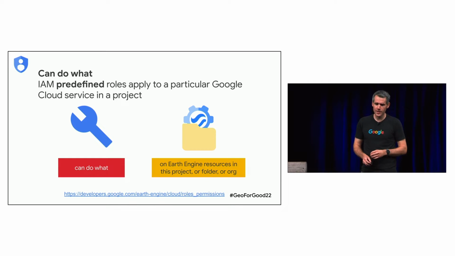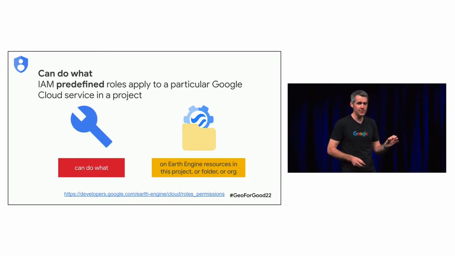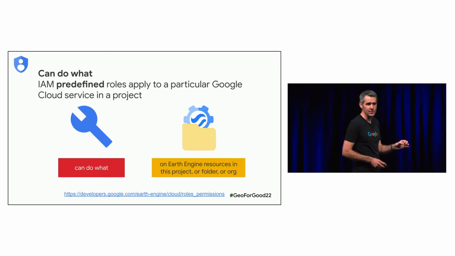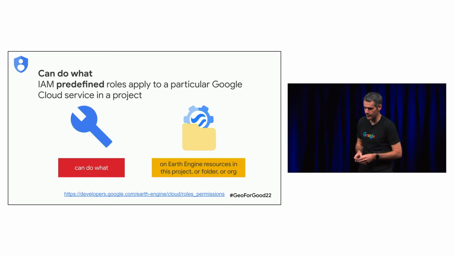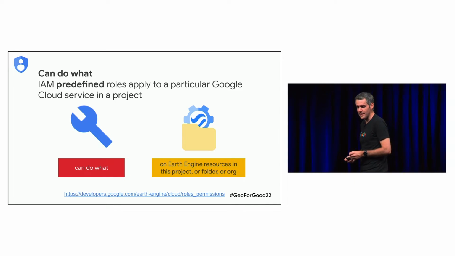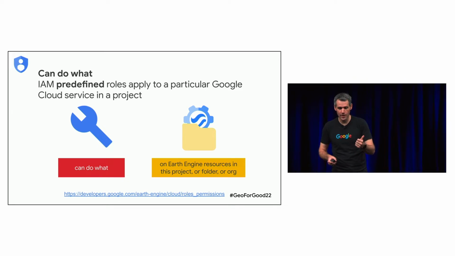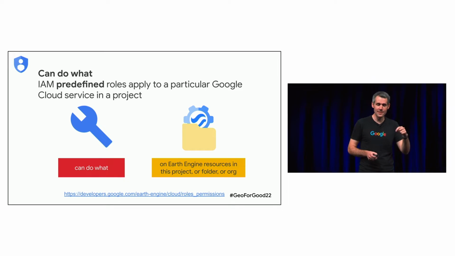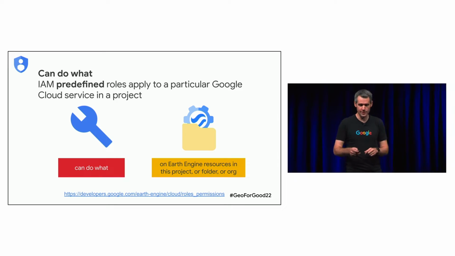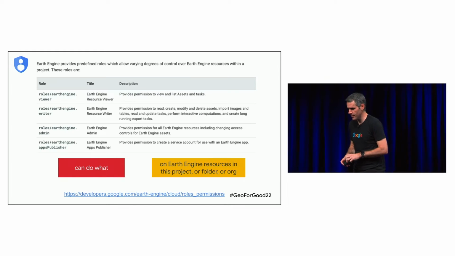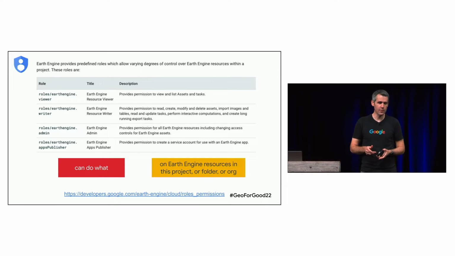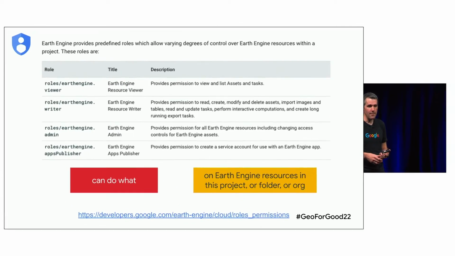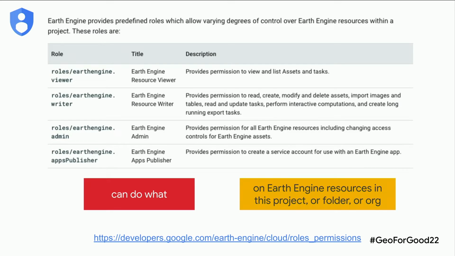Okay. So we're going to talk about roles, predefined roles. In Earth Engine, we have predefined roles that will probably cover the vast majority of the use cases that you would experience within your project. So again, it's who can do what on an Earth Engine resource in this project, in this folder, or in this organization. If you're following along in the presentation, if you click on that link, it will open up our documentation about the particular roles that we have.